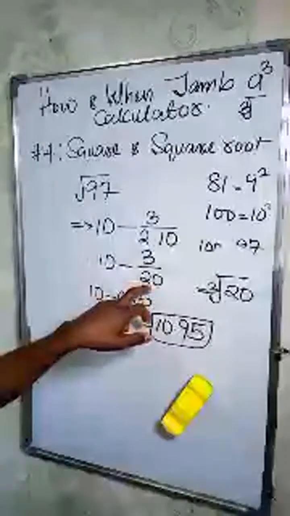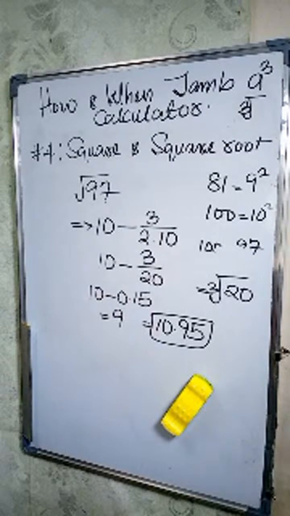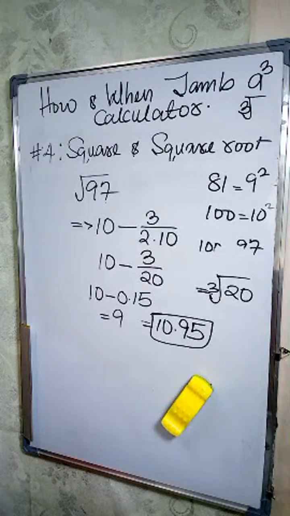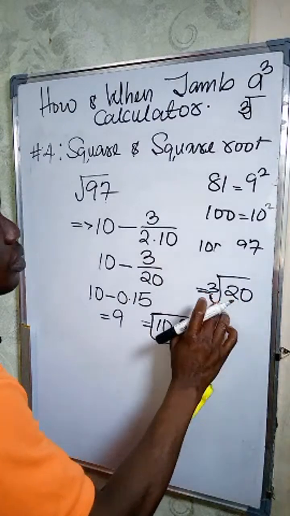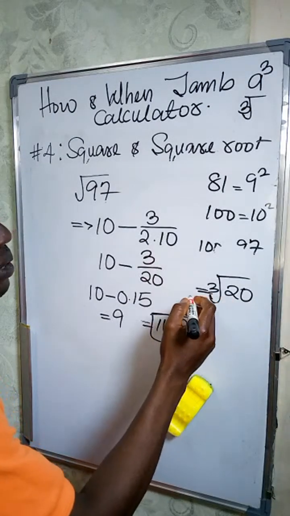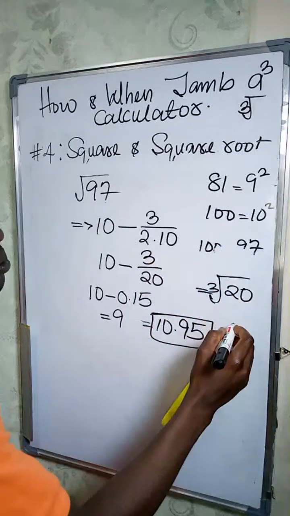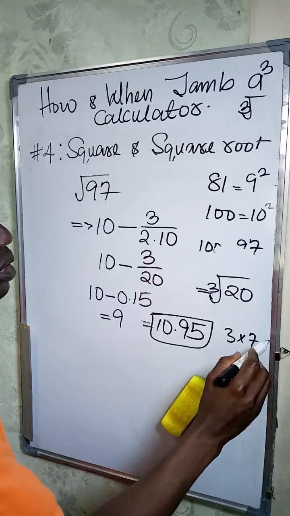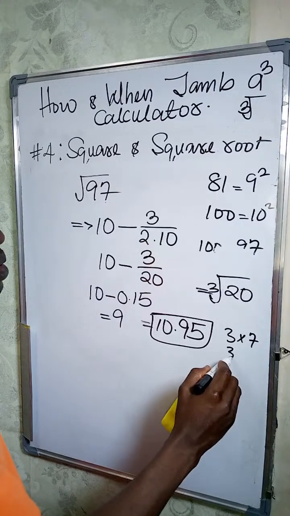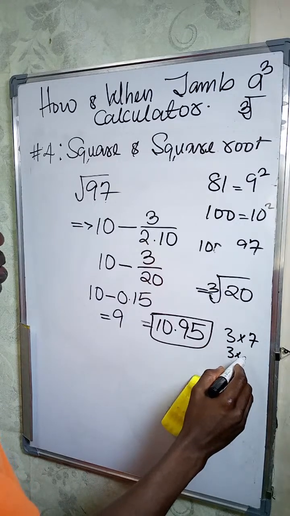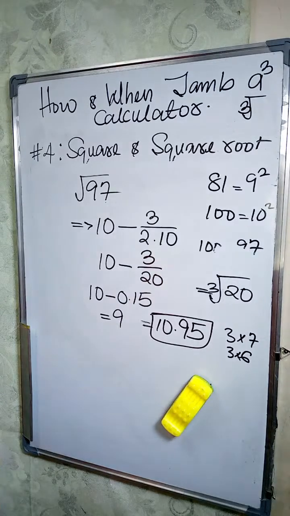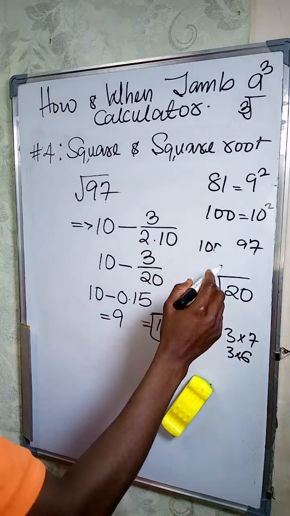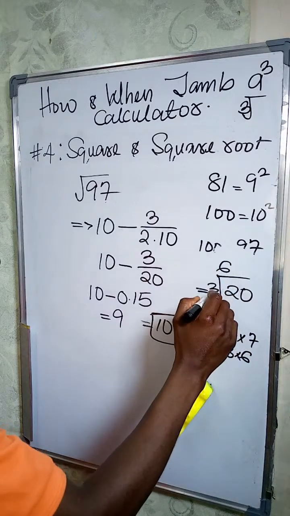3 divided by 20. Make we try convert that one to decimal. If you try convert that one to decimal, you go see say the answer could be very very easy for us to play with. Now if we want convert this one to decimal, it will give us this one, because 3 times 7 will give us 21. So 3 times 6 will give us 18. So here will give us even 6. So it will give us one perfect number.